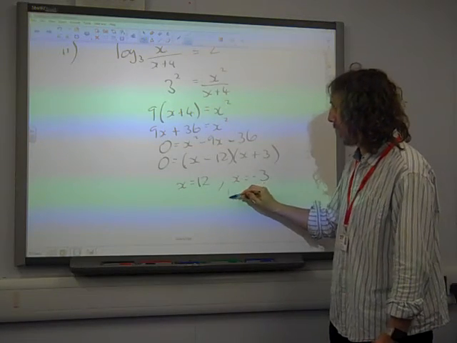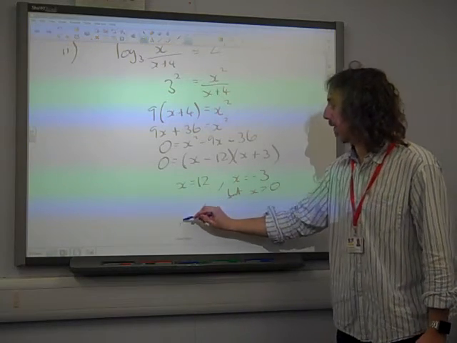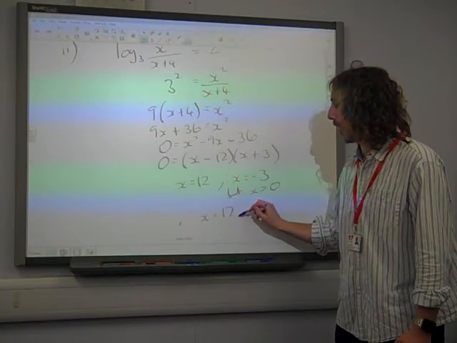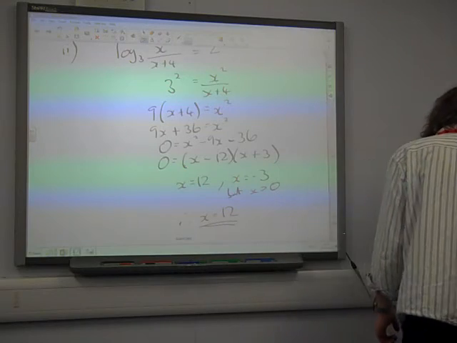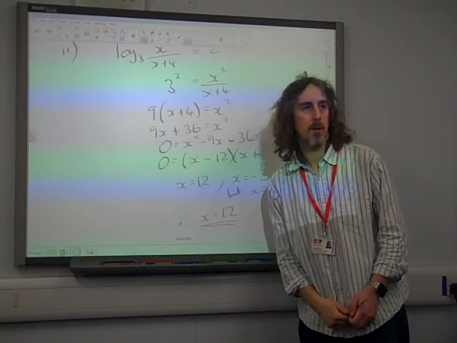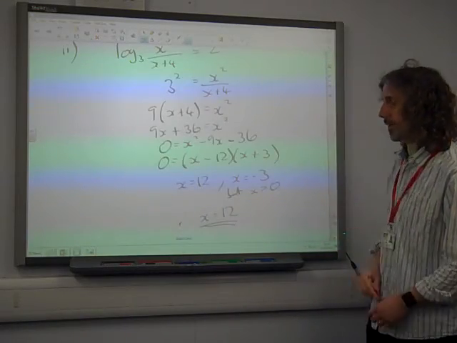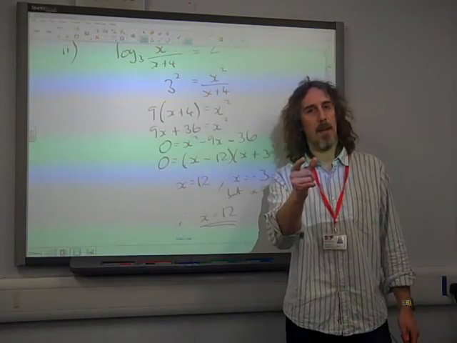So x must be greater than 0, therefore x is 12 is our only acceptable answer at the very end of that. And that was 2 marks and then 4 marks. That's maths.